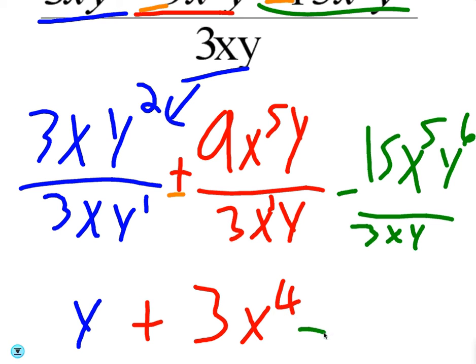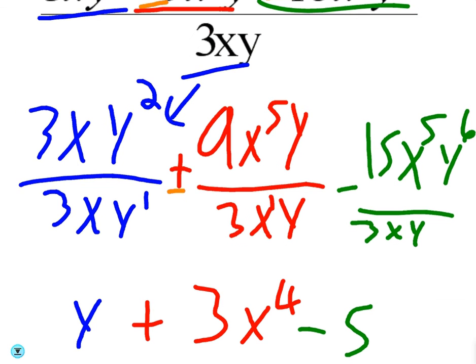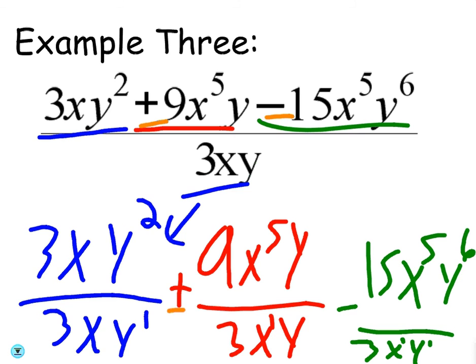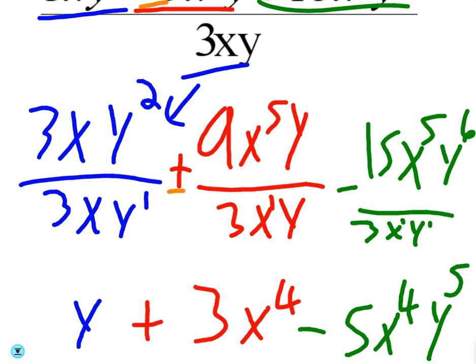And then 15 over 3 is 5. This is an x to the first. It'd be hard for me to write this. This is a y to the first. So x to the fifth over x to the first is x to the fourth. Y to the sixth over y to the first is y to the fifth. And with this particular example, there are no fractions left because all the powers were bigger on the top, which is different from the last one. The power on the bottom was bigger than all the other powers. And that's it. Pretty simple stuff.